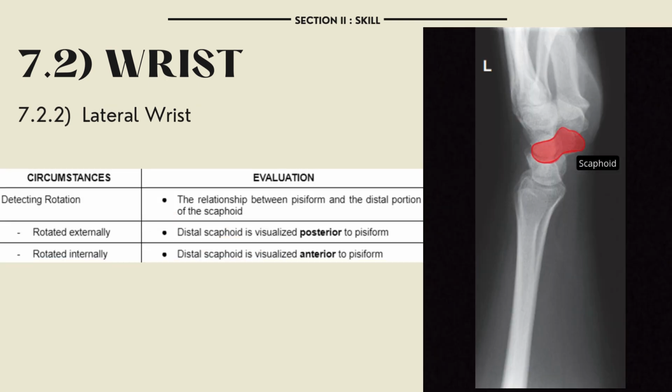In the lateral wrist, check the relationship between the pisiform and the distal portion of the scaphoid. The wrist is externally rotated if the distal scaphoid is visualized posterior to the pisiform, and the wrist is internally rotated if the distal scaphoid is visualized anterior to the pisiform.